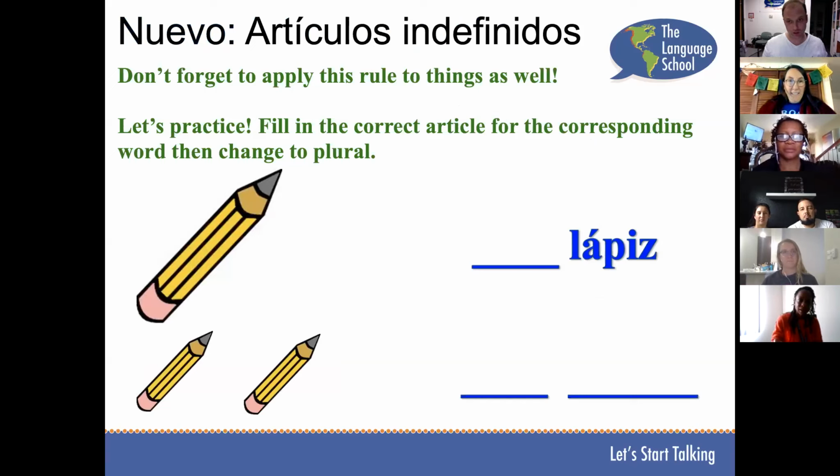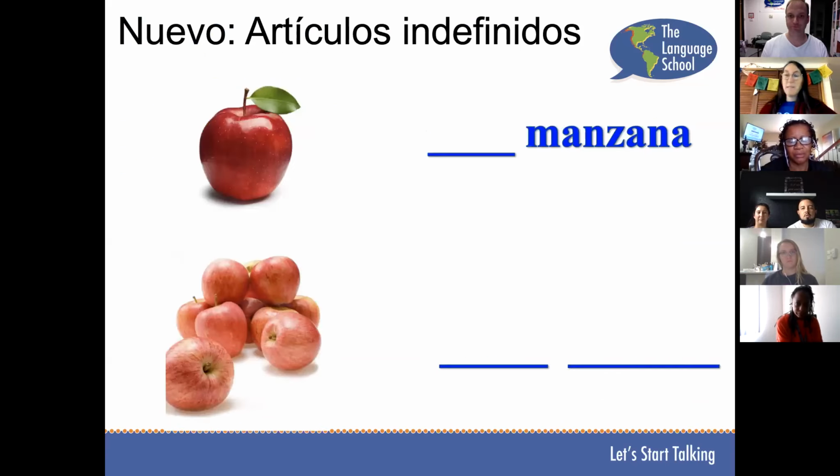Now, this also goes for things too. So like a pencil is considered a boy in Spanish. So let's talk about things here. Andrea, would you say un lápiz or una lápiz? Un lápiz. And then how can you make that plural? Unos lápices. Muy bien.